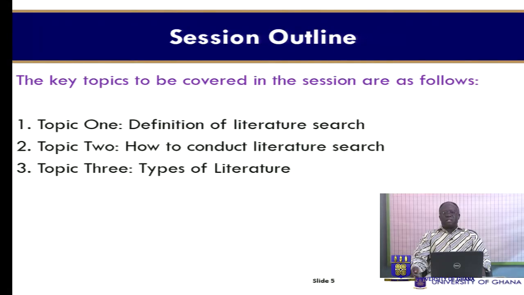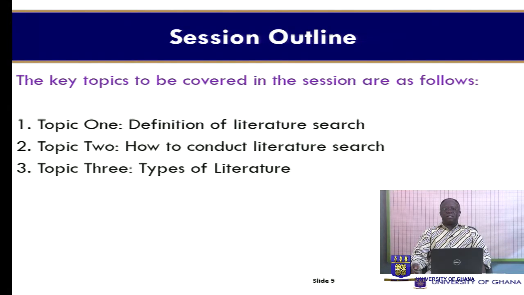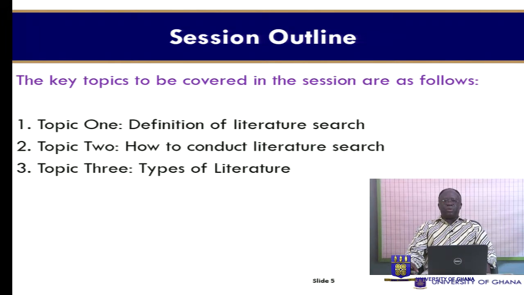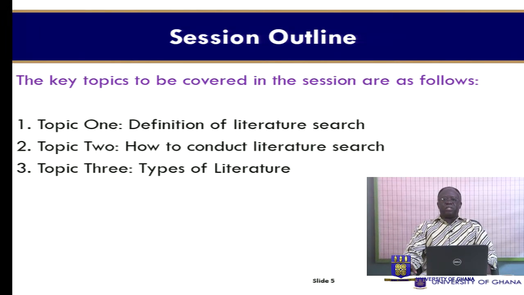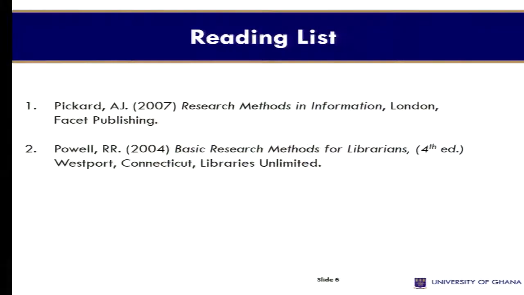We have 3 things to look at. The first is that we will define literature search. The second, we will show you how to conduct literature search. And then the third, we discuss the types of literature. As usual, here are your references. I have also provided you with comprehensive handouts which you must read alongside these references.